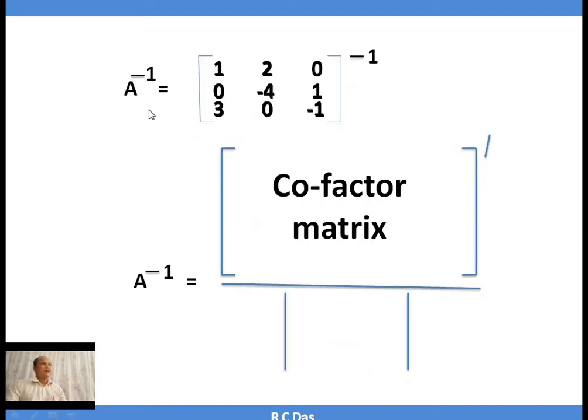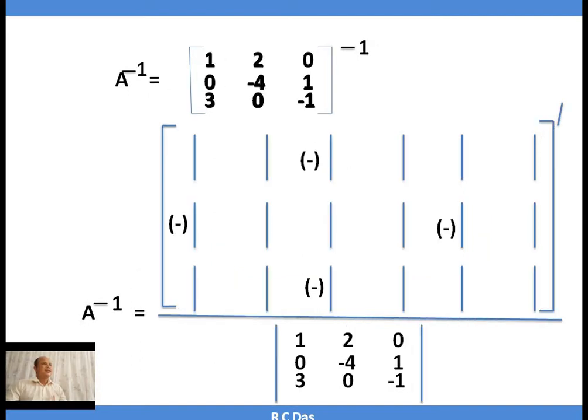Now let us take the matrix A, which has the elements 1, 0, 3, 2, minus 4, 0, 0, 1, minus 1. Here we have to calculate A inverse. So A inverse will be equal to the transpose of the cofactor matrix divided by the determinant value. Let us put the elements of matrix A as a determinant here.